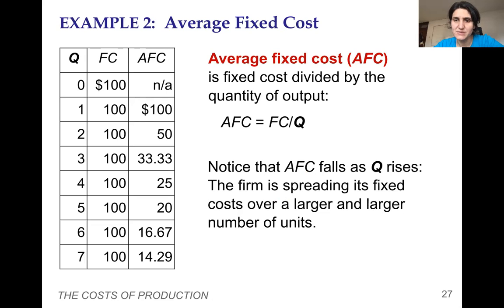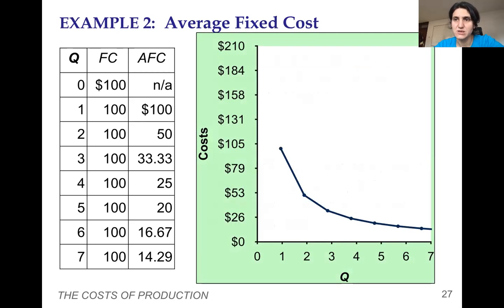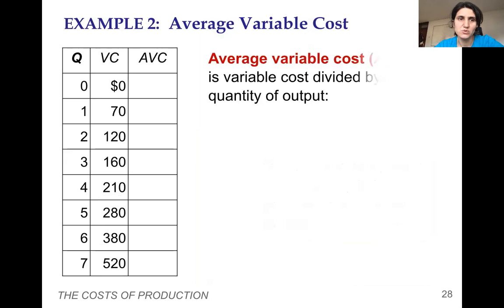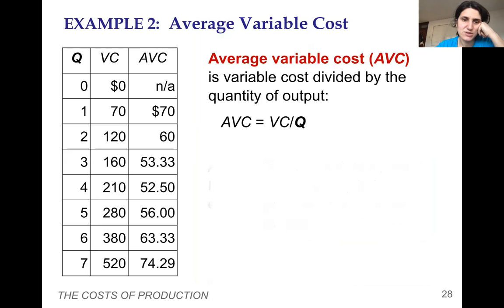We have this. Notice that average fixed cost falls as Q rises. The firm is spreading its fixed cost over a larger and larger number of units. So it's going down as the firm produces more. And average variable cost, you are going to divide the variable cost by Q in here. In the first column, it's given the variable cost. You're going to divide by the Q.